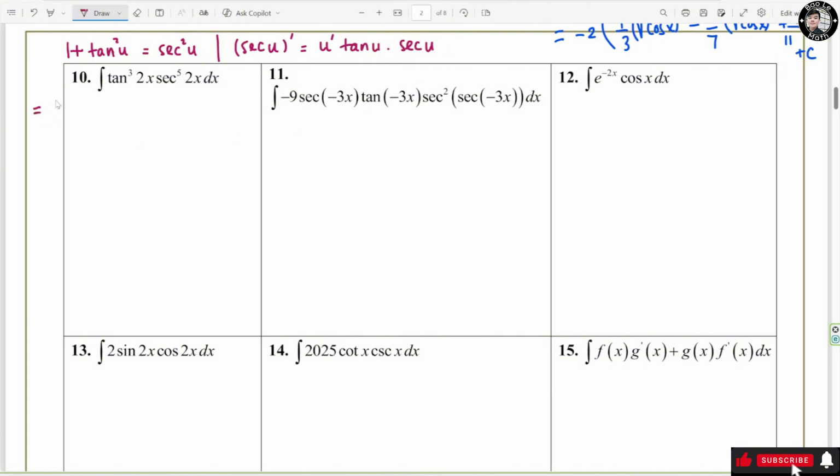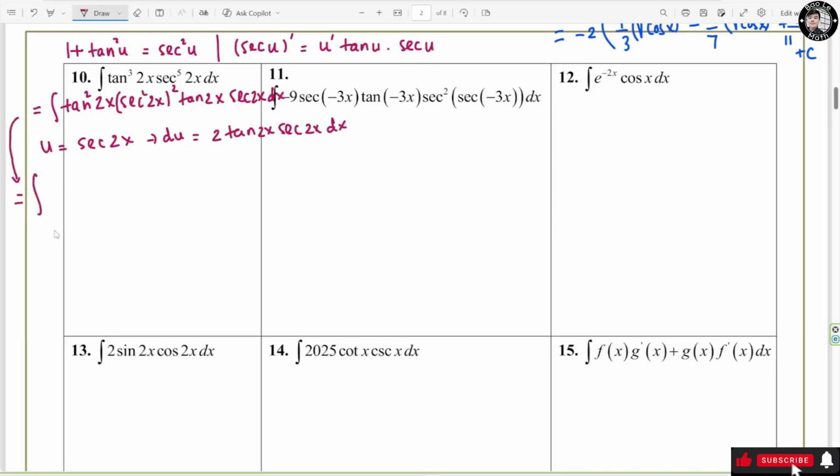So this one can be written as the antiderivative of tangent square of 2s times secant 2s, all squared, times tangent 2s secant 2s, right, ds. So now we're going to let u be secant of 2s, then du equals 2 tangent 2s secant 2s ds, right? Now we substitute over here, so tangent square becomes secant square of 2s subtract 1, and with secant of 2s as u, I have u square subtract 1, right?